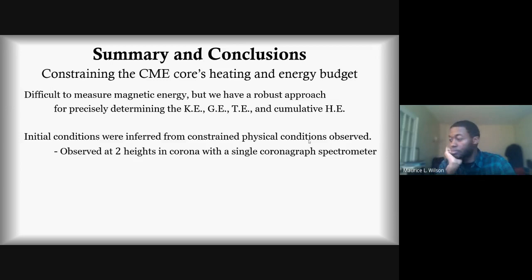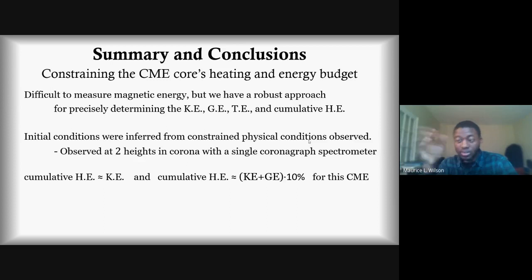My results suggest that cumulative heating energy is about the same as the kinetic energy. But when you include the gravitational potential energy, remember, my CME is about 200 kilometers per second. That's very slow. To be specific, the CME core was about 200 or 250 kilometers per second. The leading edge was actually 500 at those same heights, about twice as much. But in general, even if you include the gravitational potential energy, the cumulative heating energy is still about 10%.